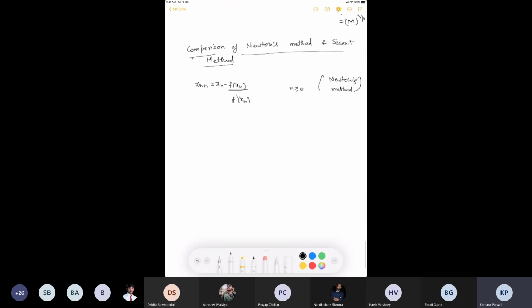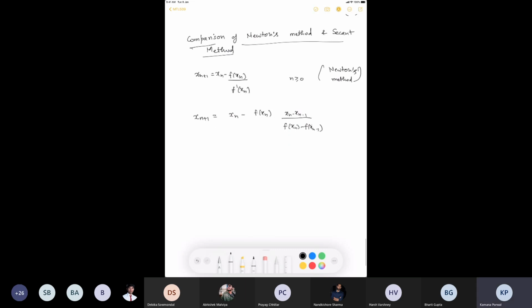And in the second method, we have that xn plus 1 is xn minus f of xn times xn minus xn minus 1, divided by f of xn minus f of xn minus 1. Okay, so in a way, what differs here is that we are basically having some approximation of f prime of the xn, which is nothing but f of xn minus f of xn minus 1 divided by xn minus xn minus 1, right?